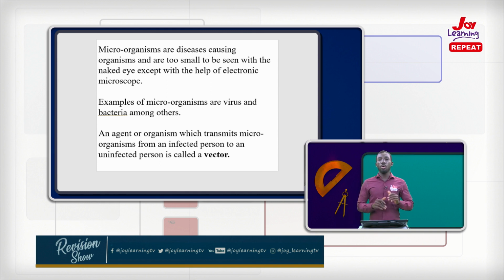Now, all these result in particular kinds of disease. Now, an agent or organism which transmits microorganisms from an infected person to an uninfected person is called a vector. So if any organism transmits a microorganism from one person suffering from a disease to another person that is fit and not suffering from that same disease, it is said to be a vector. So if this pen is a vector, it means that if I have a kind of disease and this pen is able to carry microorganisms from my body to you who is healthy, then in that sense, this pen is acting as a vector.